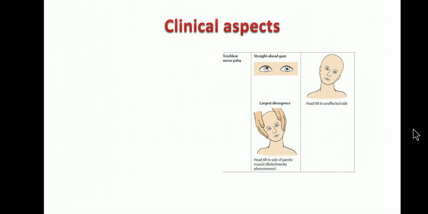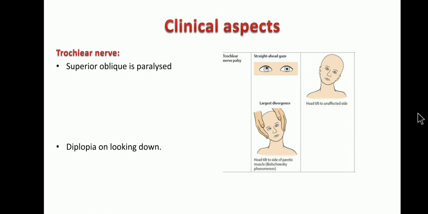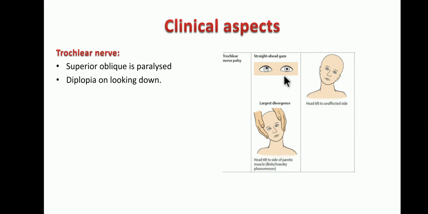So coming to the clinical aspects, the superior oblique muscle is paralyzed if the trochlear nerve is damaged. Then when the person tries to look down, he will complain of diplopia or double vision. He will complain of diplopia or double vision on looking down. As long as his gaze is straight, there will not be any problem.